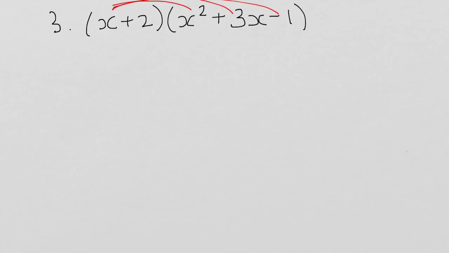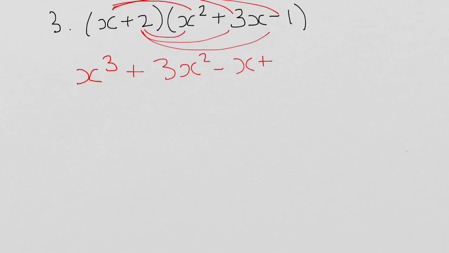So you can start off, x times x squared is x cubed. You might want to do all your x's first, so x times 3x is going to be 3x squared. Then x times negative 1 will be negative x. Then look at your 2 and multiply everything in the other bracket by 2. So you'll have plus 2x squared plus, and so on. Once you've done that, you can collect like terms and that will give you your answer.